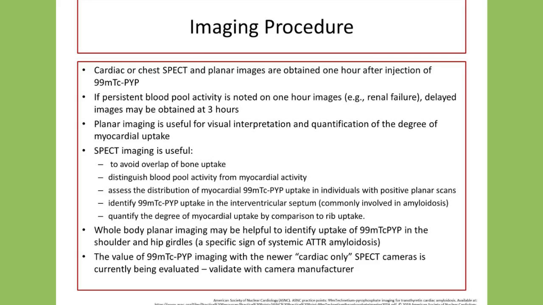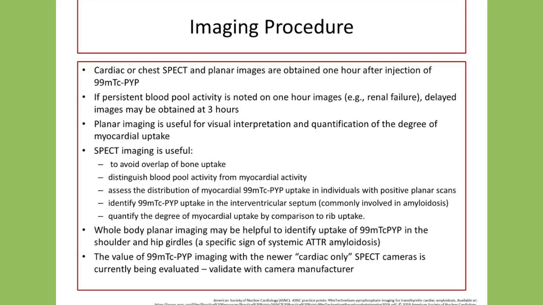So again, because you do have bone activity given this isotope, with the SPECT studies you get a better comparison of myocardial activity compared to bone uptake to be able to present the whole picture. Some labs, we see this happening mostly in Europe right now, find whole body planar imaging helpful to identify if there's any uptake in the shoulders or hips.